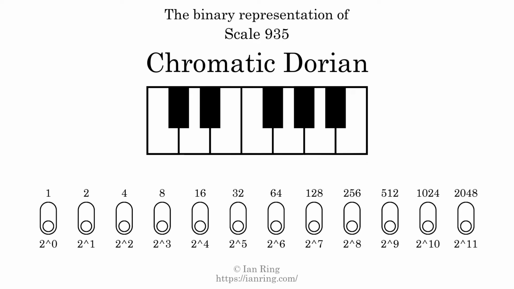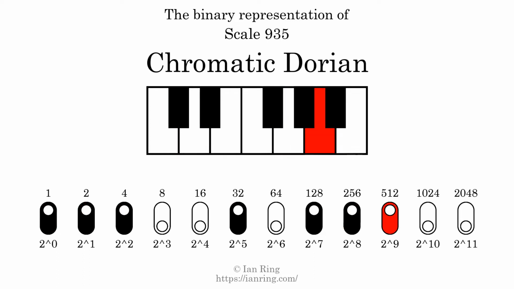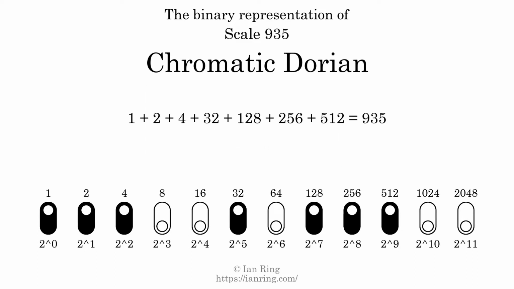The binary representation of this scale is determined by mapping tones of the scale to binary digits. Each binary digit represents a power of 2. To get the scale number, we add the powers of 2 together. The powers of 2 that are present in the scale, all added together, equals 935. That is why the scale number, in decimal, is 935.